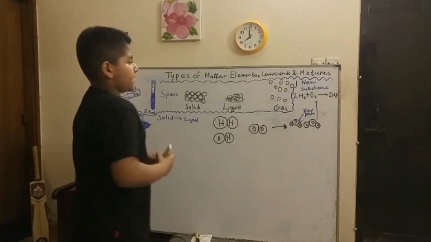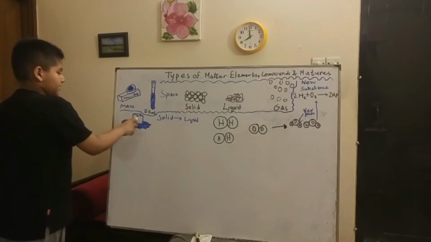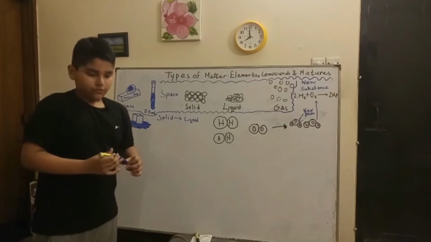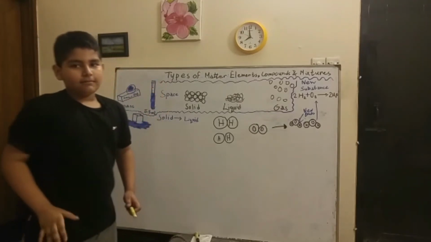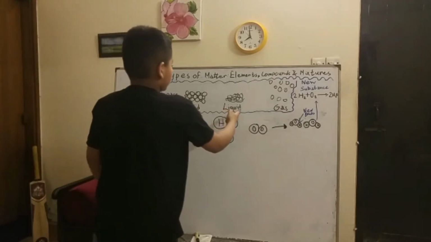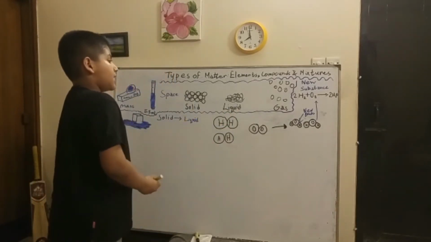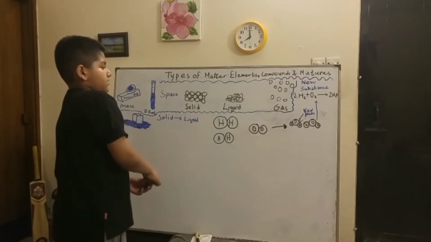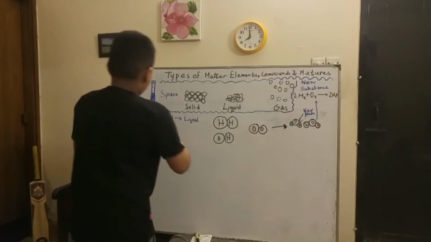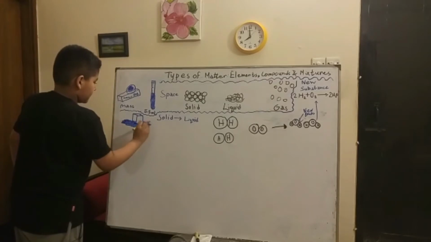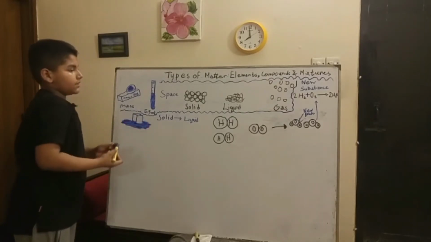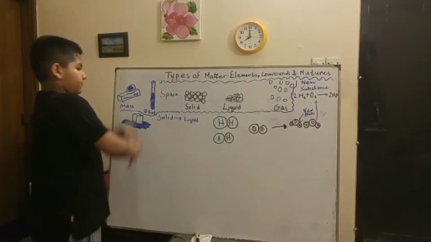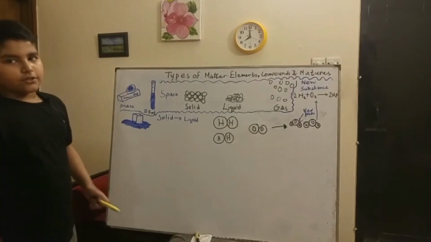Solid is something that has a fixed volume and a fixed shape, like this ice cube, and it doesn't move on its own unless you push it. Liquid is something that has a fixed volume but not a fixed shape, so it will move. Gas does not have any fixed shape or fixed volume. It will fill up its container. You can try this at your home.